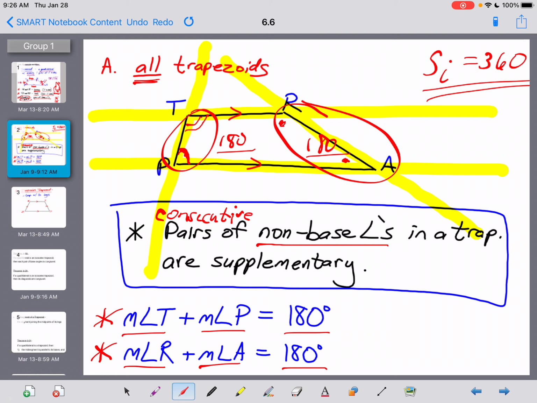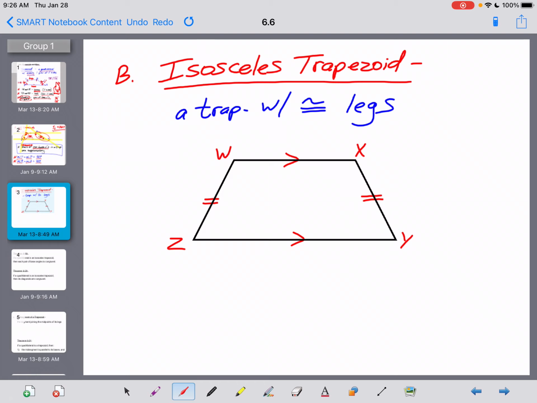So consecutive pairs of non-base angles in a trapezoid are supplementary. They add up to 180 degrees. Okay, guys, now what we're going to talk about next, this is not true for all trapezoids. This is only true for something special called an isosceles trapezoid. Now, we've certainly seen that word before, you guys.